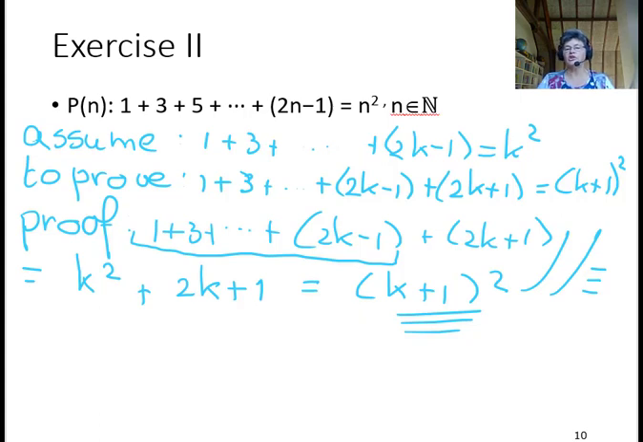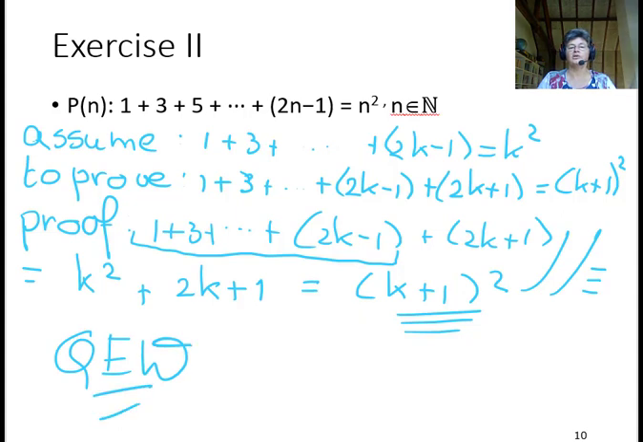So just finish with the full sentences, because we have shown that it's true for the first element, and we've shown that if one element in the middle is true, the next one is true as well. Then with the help of mathematical induction, we have proven that the proposition is true for all natural numbers.